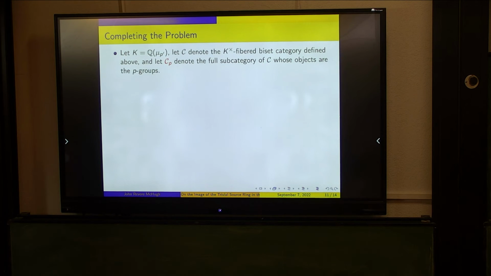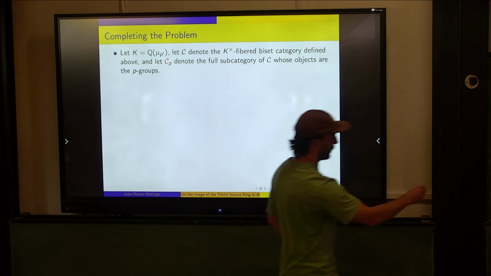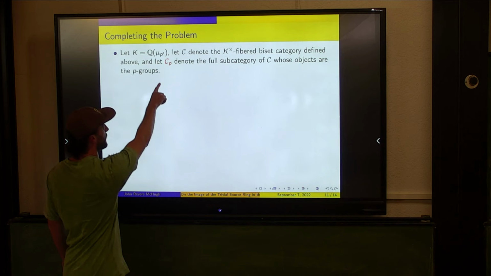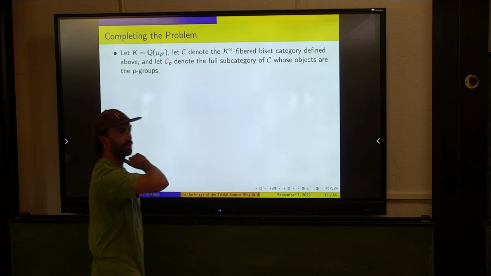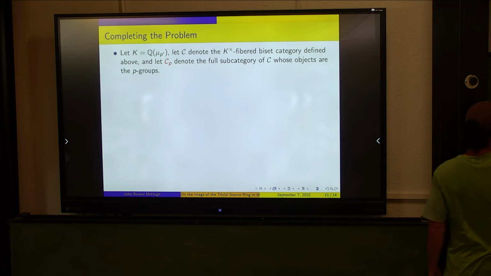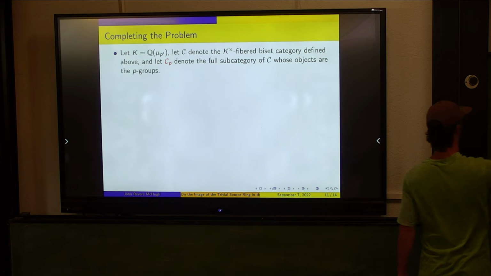So here's how you complete the problem. Let K be as before. C will be this category that I've drawn. And then I'll let C sub P denote the full subcategory of C whose objects are P groups. So in this picture, if P was 2, maybe I could separate the two groups here. So actually this would be C2. The whole thing is C.